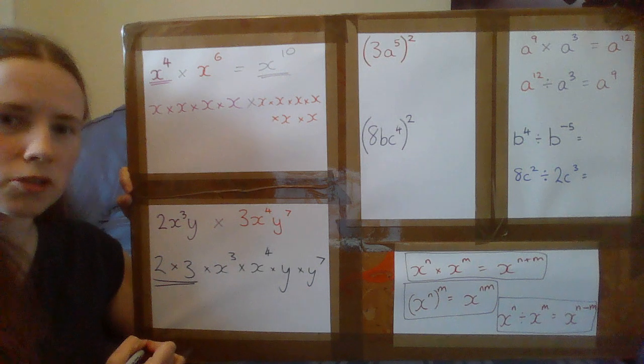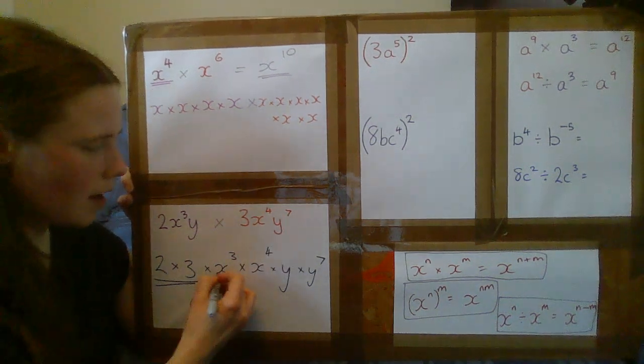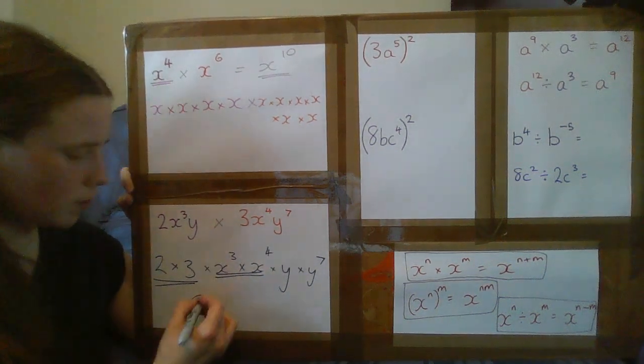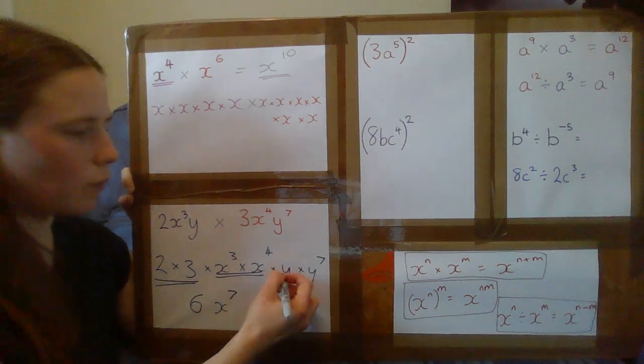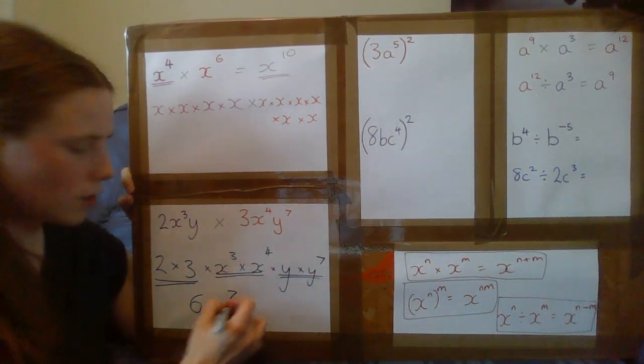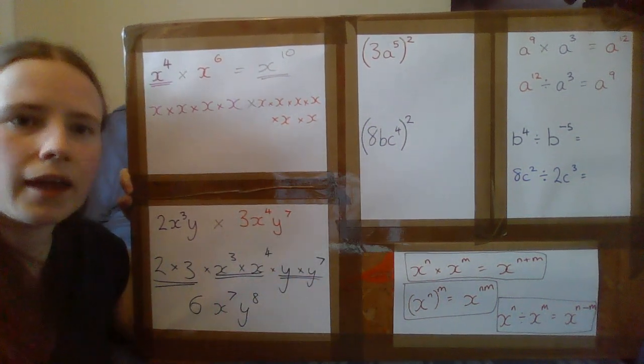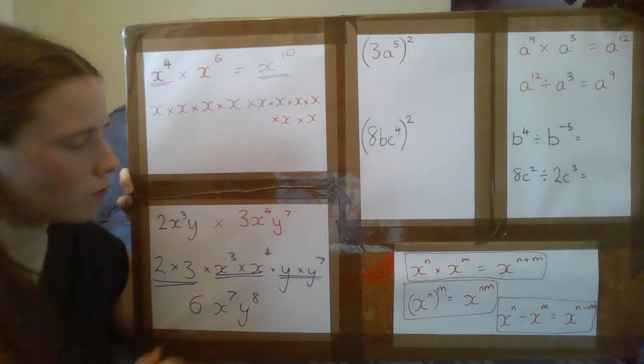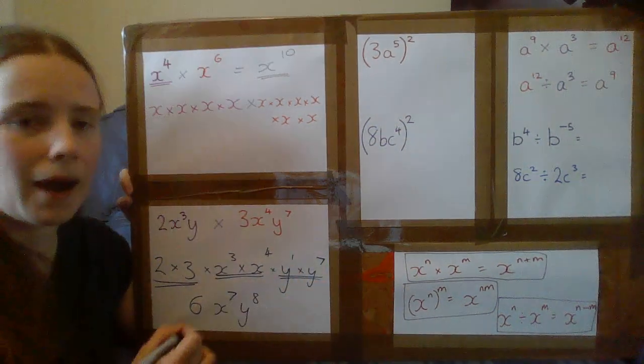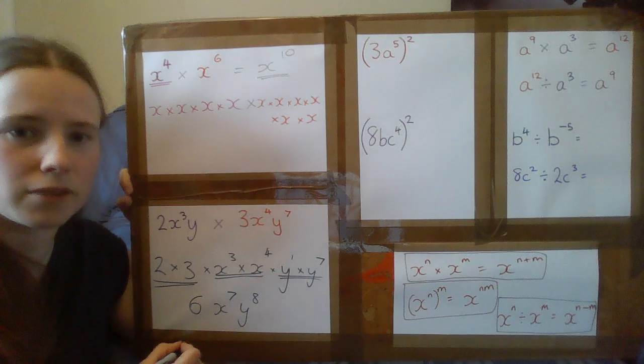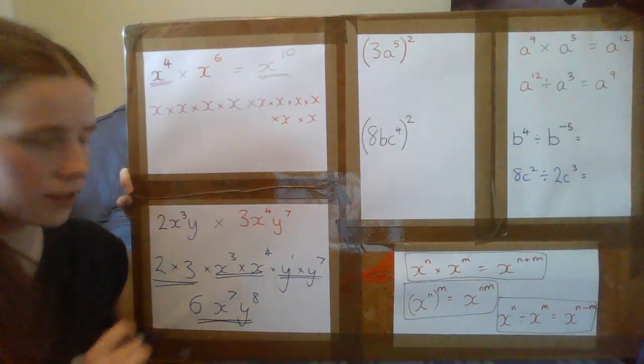So I've got 2 times 3, which is 6, x cubed times x to the 4, which is x to the 7, and y times y to the 7, which is y to the 8. If you find it easier, you can write y as y to the power of 1, if that makes life easier for you. But this is going to be our final answer.